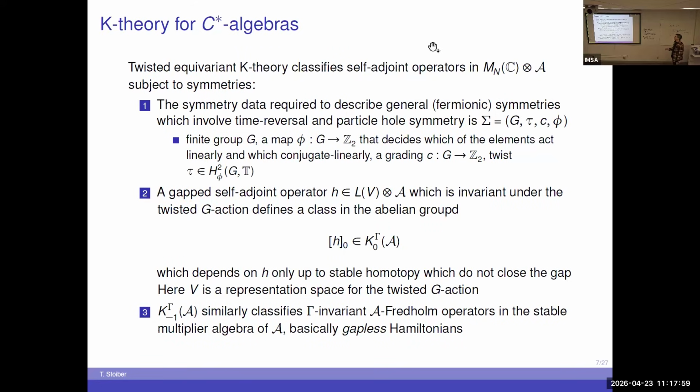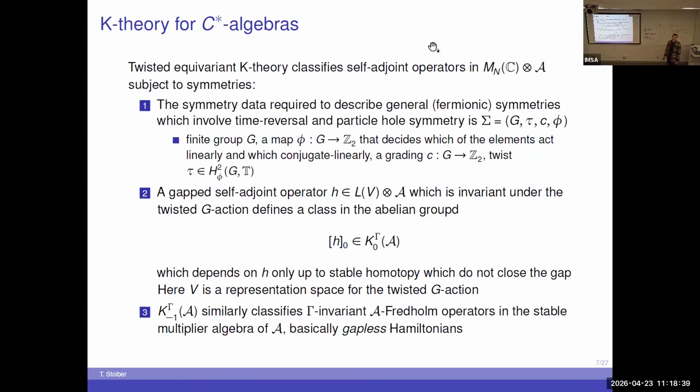Then importantly, this comes with a companion theory, which is odd K-theory. We call it K1 or K-1, depending on whether you want the indices to go up or down. This is basically the group which classifies symmetric gapless Hamiltonians. Mathematically, those are Prodan operators, so operators which are invertible up to elements of the algebra A. It is what it is. So you have two groups, one classifies gapped Hamiltonians, one classifies gapless Hamiltonians.